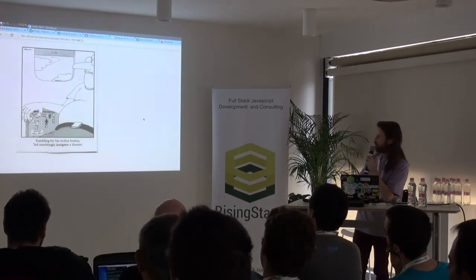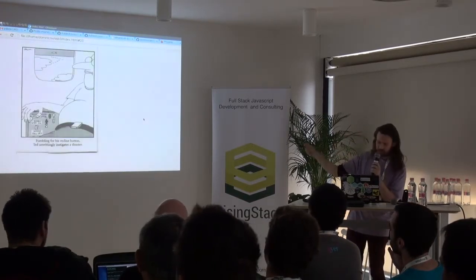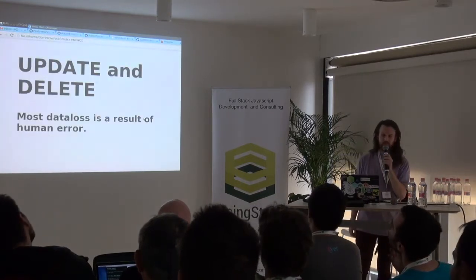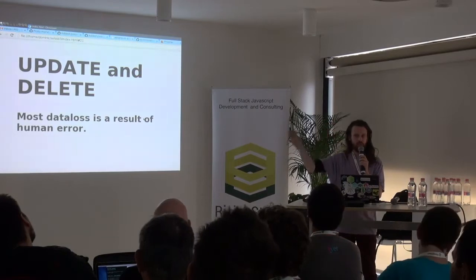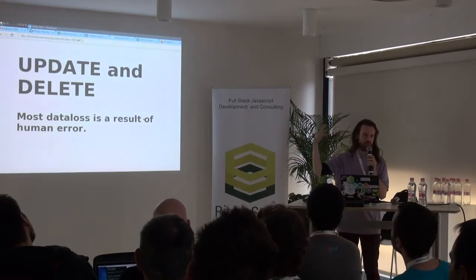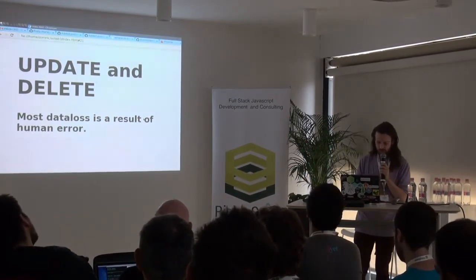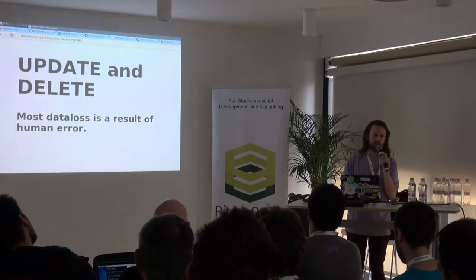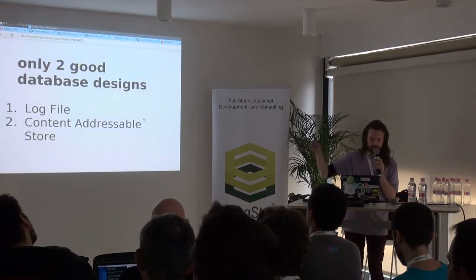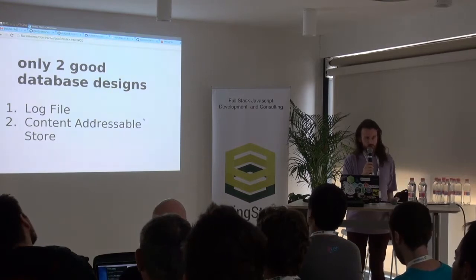So what I've learned is that there's only two. Databases have this wings-fall-off feature called delete and update, which lets you overwrite perfectly good data that was already there. And so most databases lose data because they allow a human to tell them to forget something or overwrite something. This makes designing systems really hard. So there's actually only two good database designs: the log file and the content addressable store.